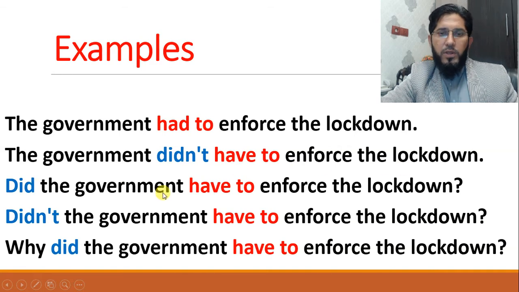Or did the government have to enforce the lockdown? Yes, it did. No, it didn't. That could be a short answer. Didn't the government have to enforce the lockdown? Negative interrogative. Or WH question: why did the government have to enforce the lockdown?